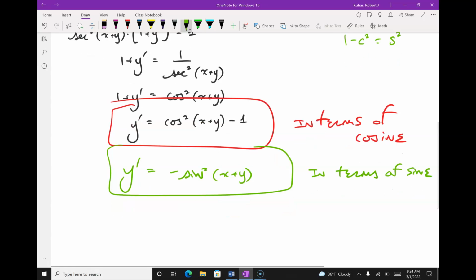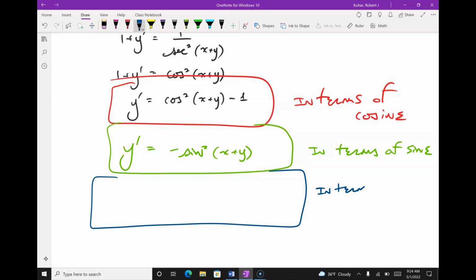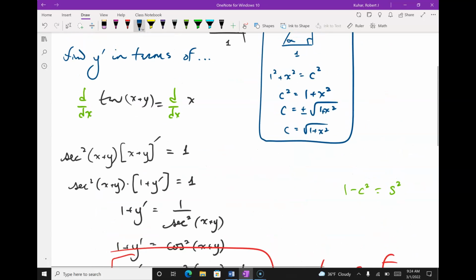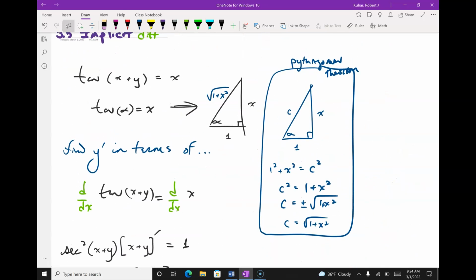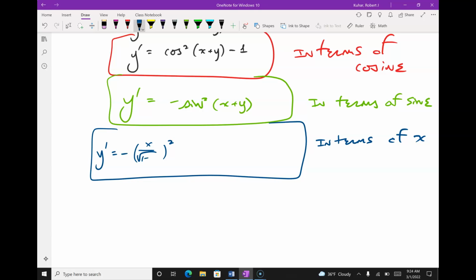I now want to solve in terms of x. And so the key here is I'm going back to my triangle. What do I want to look for? The ratio of sine, right? So I know that y prime is going to be the opposite of the ratio of sine squared. What's the ratio of sine? x over square root of 1 plus x squared. Is everybody with me? Look at that triangle again, right?